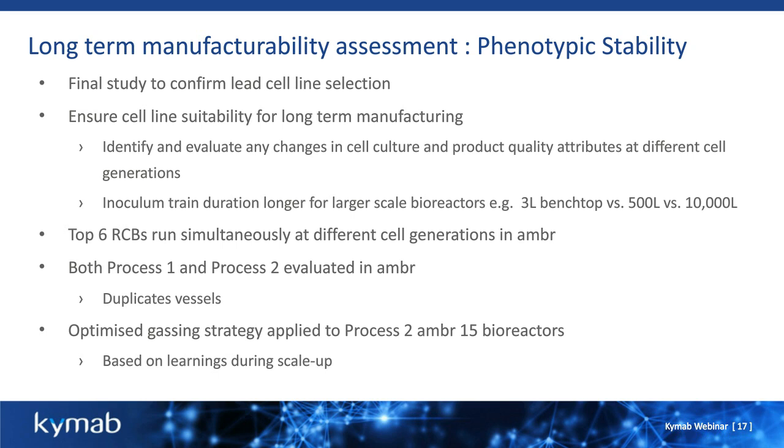For this study, the top 6 RCBs were run in ambr at different cell generations. Both process 1 and 2 were evaluated with duplicates for each time point. Also, the optimized gassing strategy developed during scale-up was applied to the process 2 ambr bioreactors.